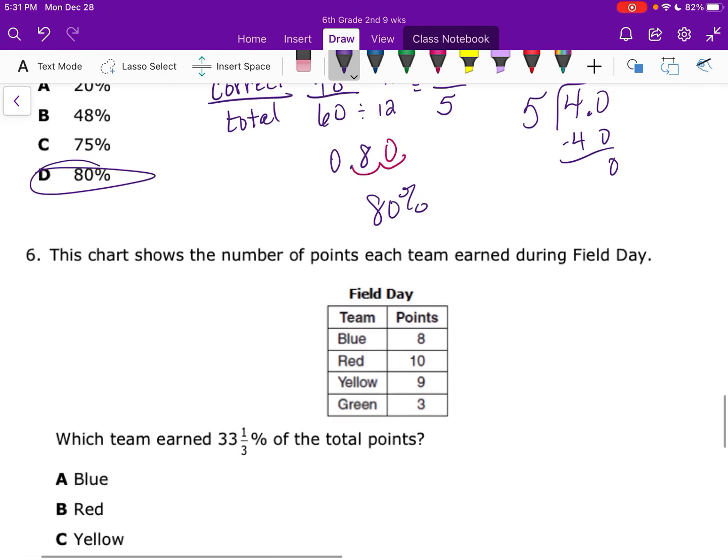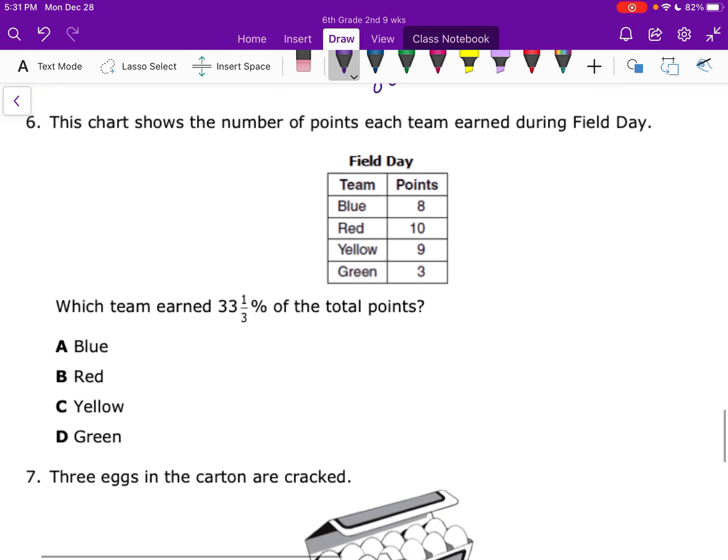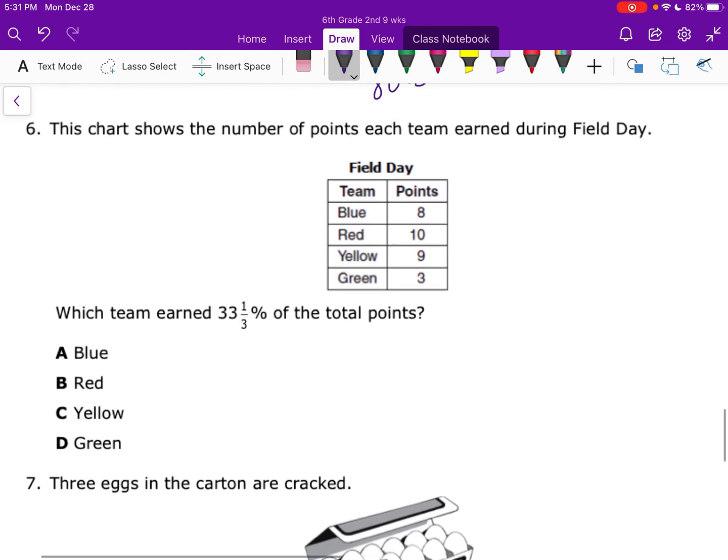Okay? All right, so look at number 6 and start thinking that way, okay? Is there something extra that we have to do to get this answer? I want you to pause the video and try to answer it yourself. Okay, so the chart shows the number of points each team earned on field day. Which team earned 33 1/3% of the total points?